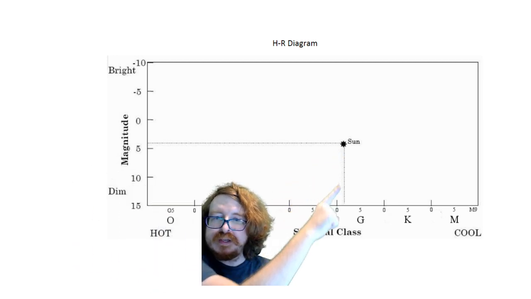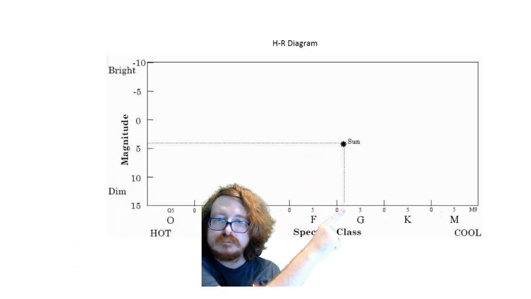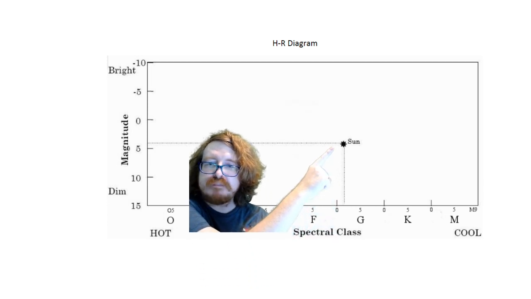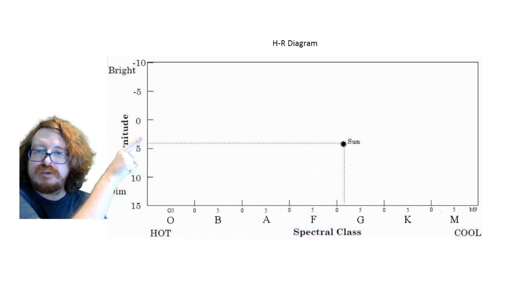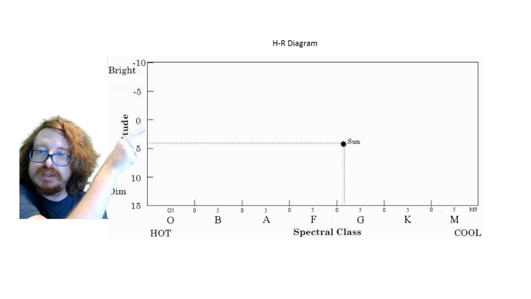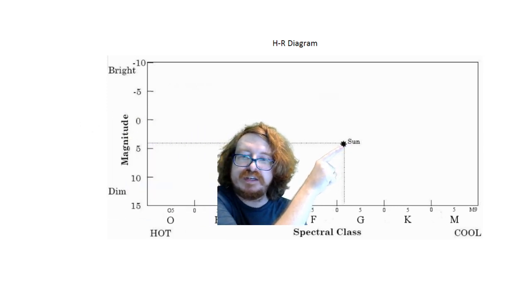Our sun is a G2 with an absolute magnitude of something around a 4. Okay, so 0 to 5. 0, 1, 2, 3, 4 is just before you get to 5. So that's why the sun ended up right there.